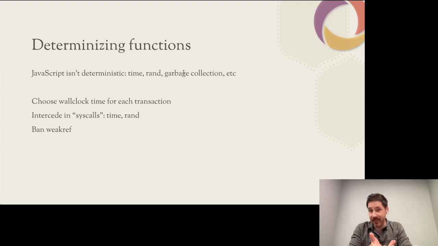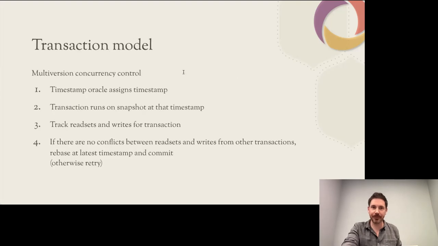So obviously JavaScript isn't deterministic. You can read system time in JavaScript. You can access random numbers. There's types like weakref, which can externalize garbage collection state. So we have to fix this. Time is pretty easy to fix. We just pick a wall clock time for every transaction and patch in any calls to system time to give it that wall clock time. We do a similar thing for random numbers. And then there's some things we just can't support. So we don't support weakref, for example. But in general, we support a pretty comprehensive subset of JavaScript, and it hasn't limited us or all the customers we work with in terms of what they can express.